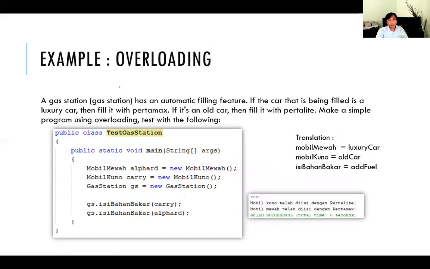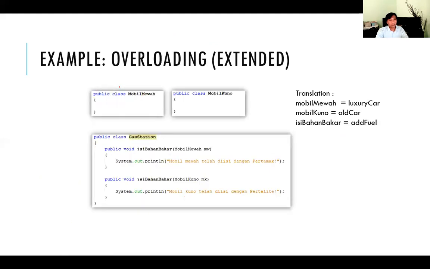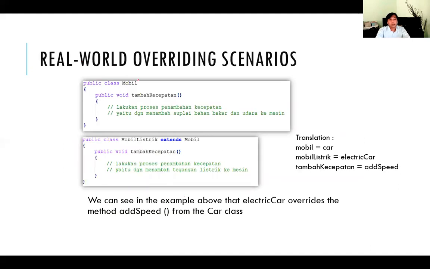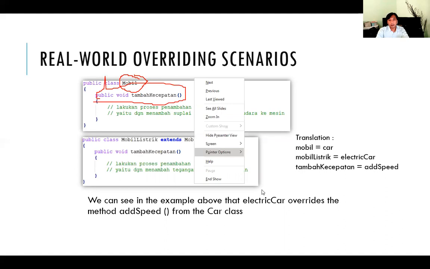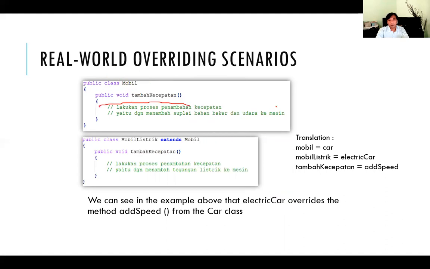So let's try to create the class. Firstly, we create the car class, and then we create a method inside a common car or a conventional car. So let's say we have some rule, which is that we add the supply of the fuel and the air into the engine. This is for increasing speed in a common car or in a conventional car.